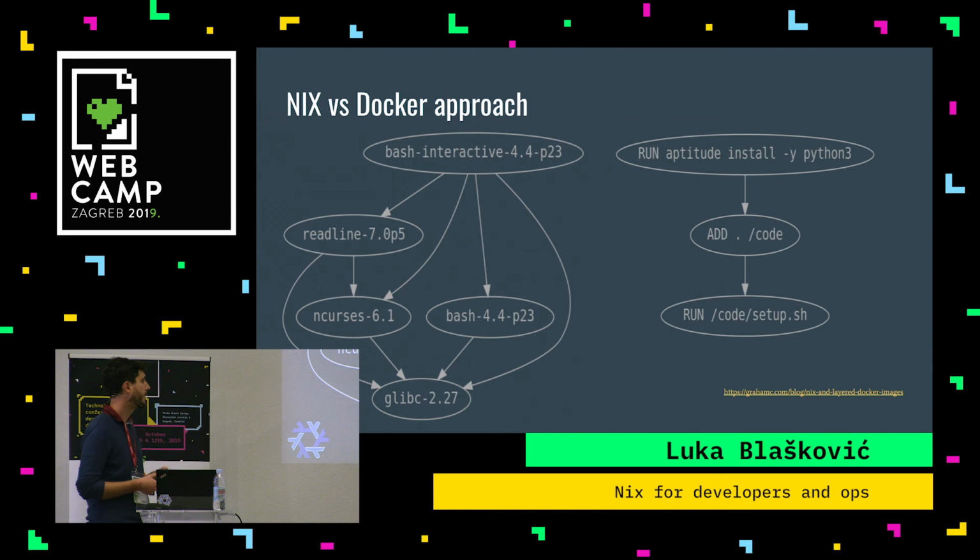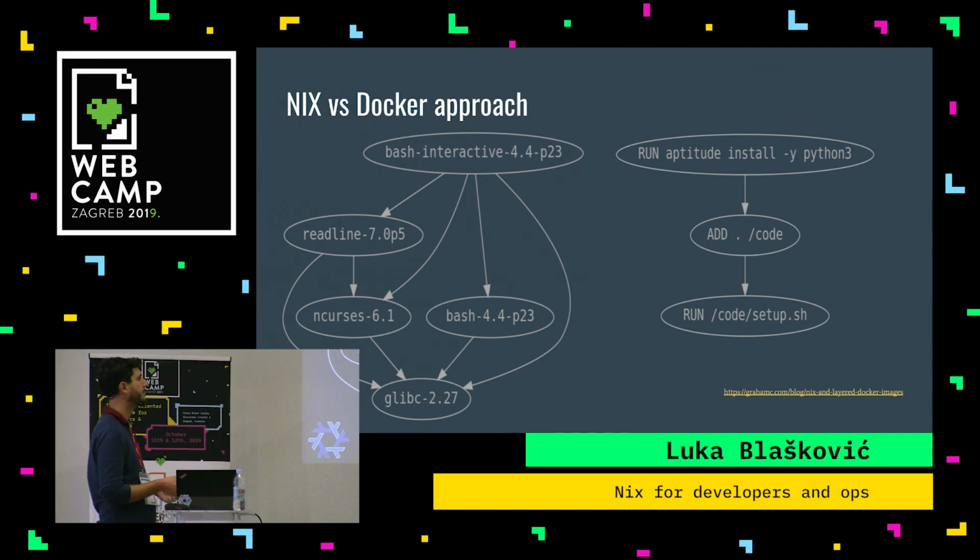We can also compare Nix with Docker. I don't know how many of you have used Docker? Oh, great. So in a typical Docker image, we have some base image, and we add something we need, and we create our own custom layer. Then we add some code, it's a second layer, and we run the code. Okay. In Nix, it's a little bit different.